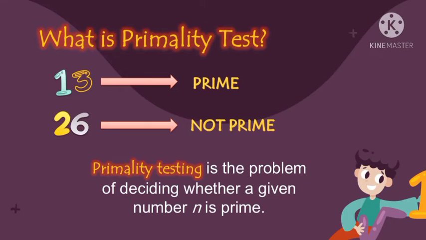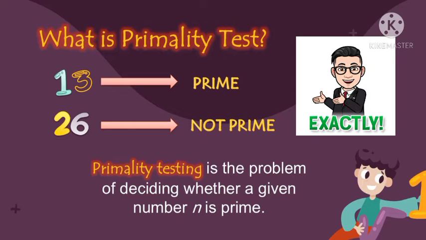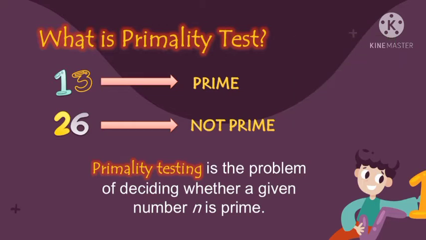What is primality test? By going back to the definition of prime numbers, we verified that 13 is prime and 26 is not prime. Did we do primality test here? What do we mean by primality testing? Primality testing is the problem of deciding whether a given number n is prime.